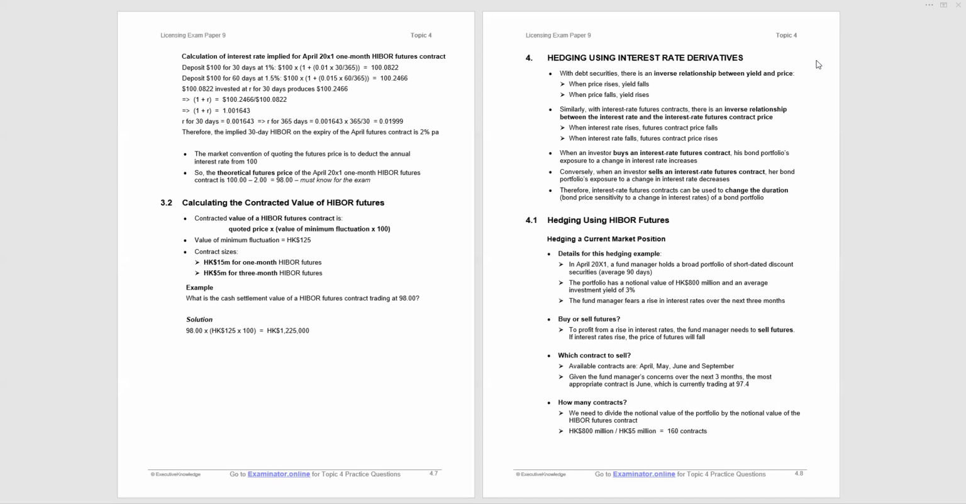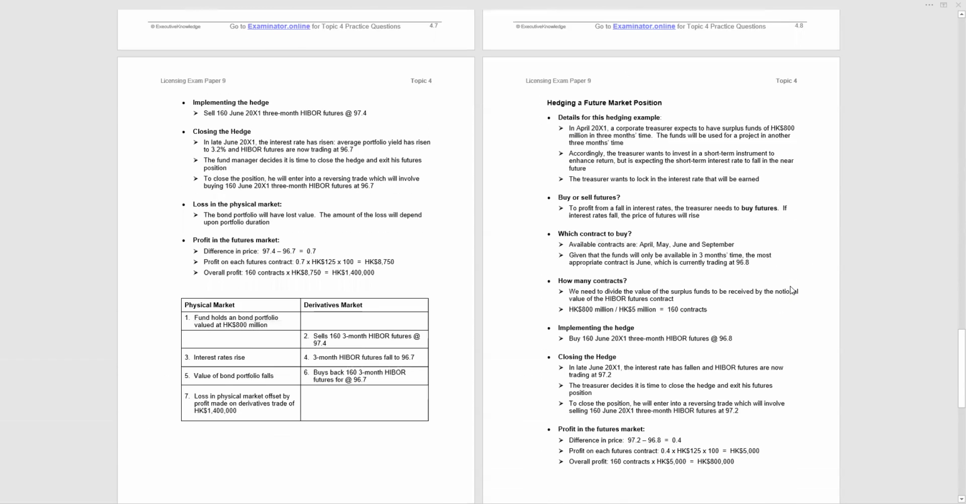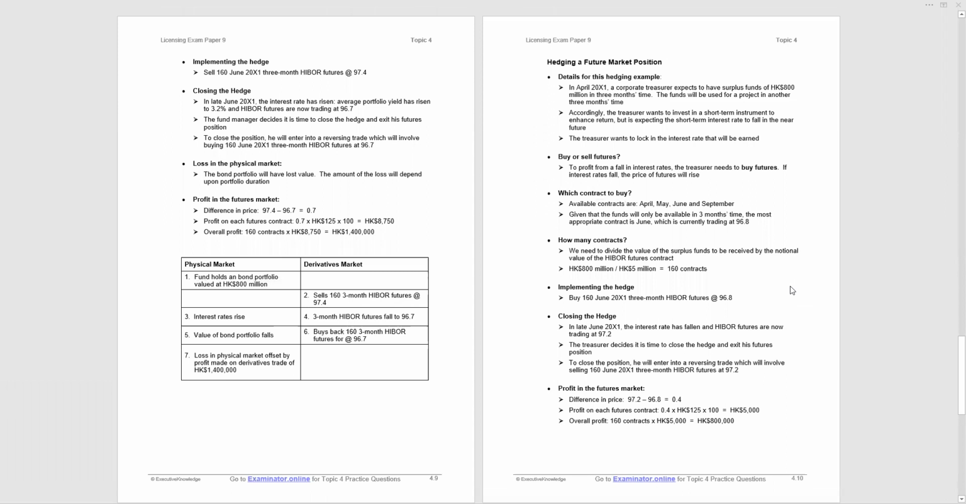And to calculate it, we divide notional value of the portfolio by the notional value of HIBOR futures contract. Now, the notional value of a 3-month HIBOR is 5 million. So we take the 800 million divided by the 5 million. That gives us 160 contracts. That's the number we must sell to set up the hedge. And we do that by implementing the hedge. We sell 160 at 97.4.